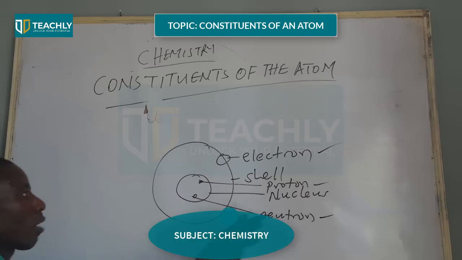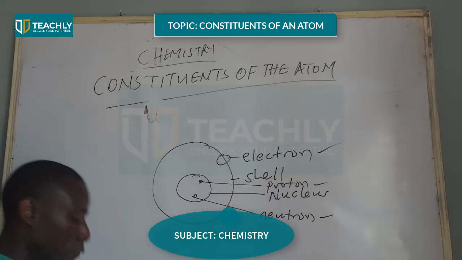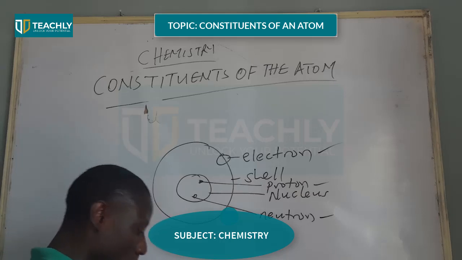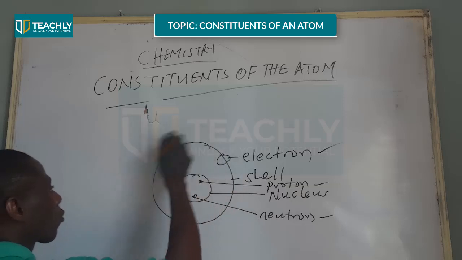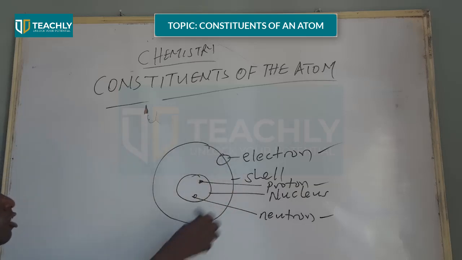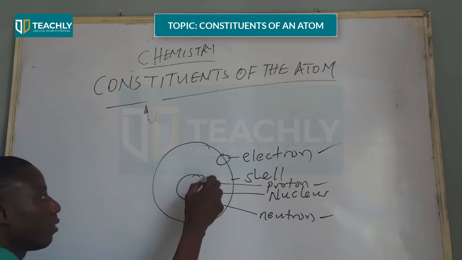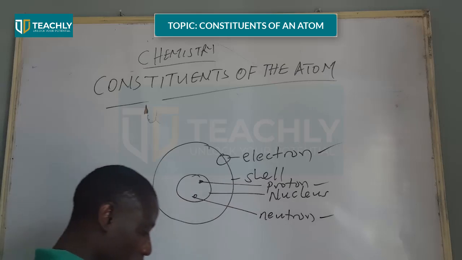These three particles are what we can find in an atom. That's what we refer to as the constituents of an atom. According to Rutherford, who proposed that anytime you have an atom, there is always a shell where we can find electron, and inside the shell, the nucleus, we have proton and neutron.